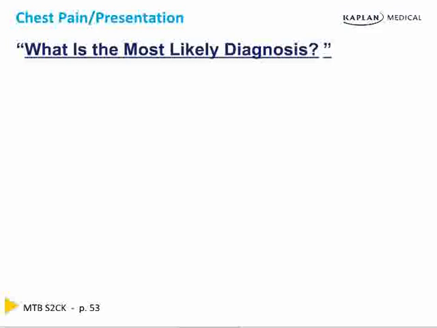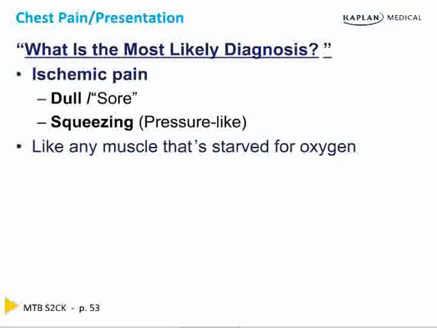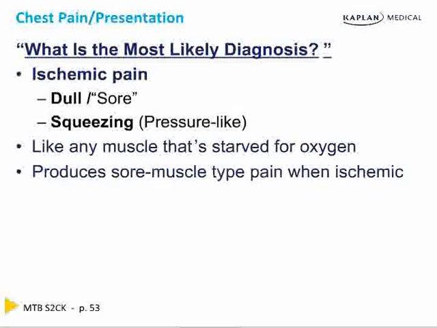How do I answer the "what is the most likely diagnosis" question? Ischemic pain will be described as dull or sore. It's going to feel like being punched. Sort of like if you go to the gym and you exert yourself too much, you lift too much weight, you run too much. It's sore because the heart's a muscle like any other. And it's described as squeezing or band or pressure-like. Like any other muscle that's starved for oxygen, it gets sore when it's ischemic.